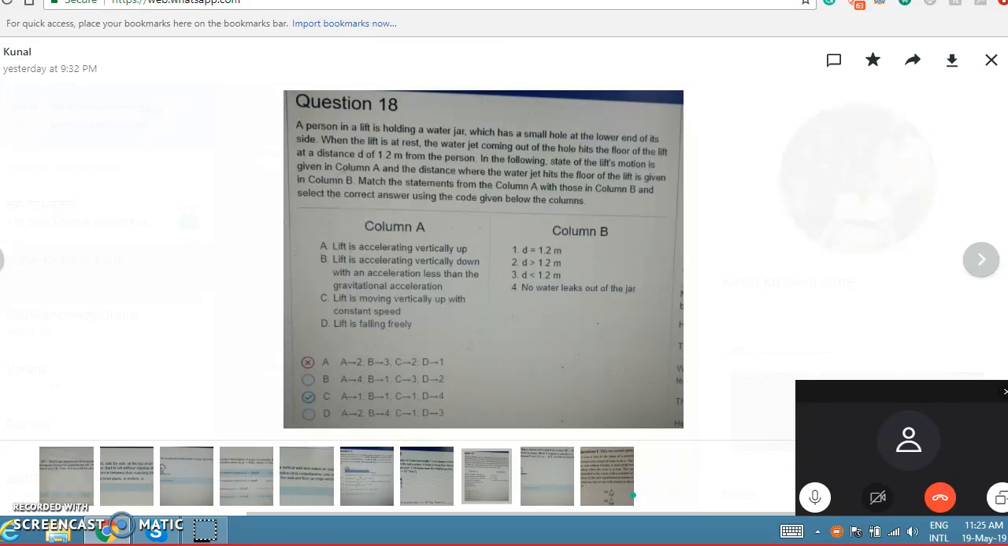C has to be 1 because constant speed means there is no extra acceleration, no pseudo force, right? And if the lift is falling freely, then the effective gravity becomes 0 and d should be 4. D should be 4 is correct, C should be 1 is correct, B and C are wrong. C and D are correct in this. This is half correct, half wrong.